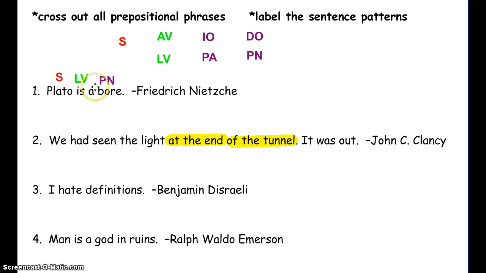Then I'm going to look at my first sentence here. We had seen the light. By getting rid of those prepositional phrases, I've gotten rid of more than half of the sentence. So it should be a little bit easier for me to find the subject and the verb. My subject is we.